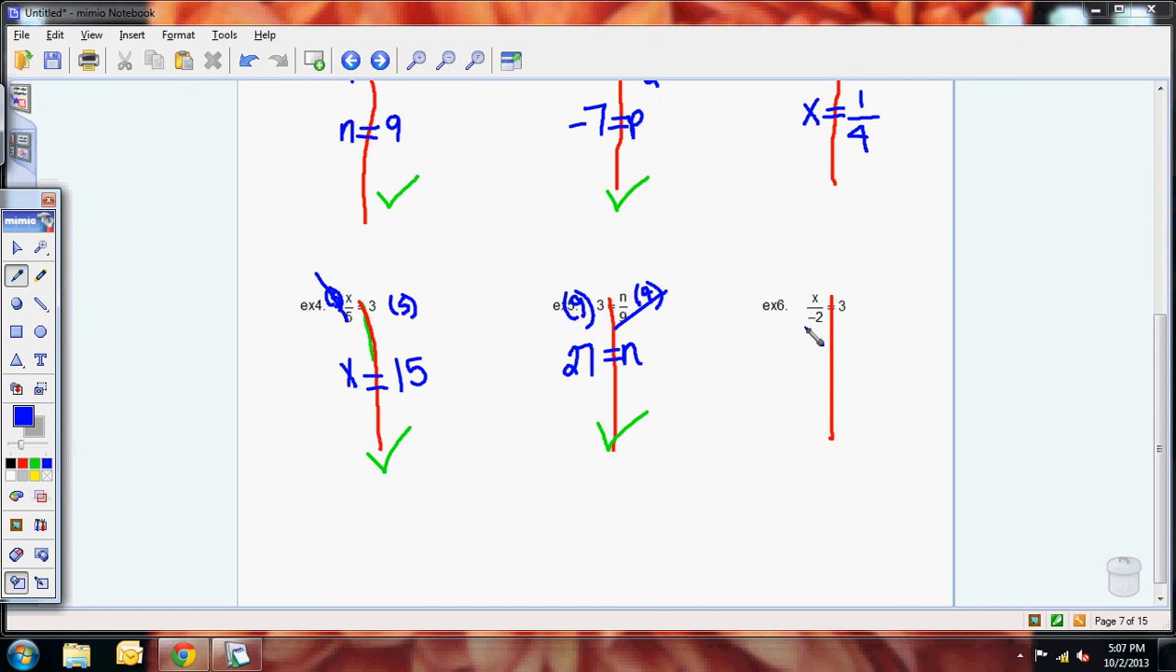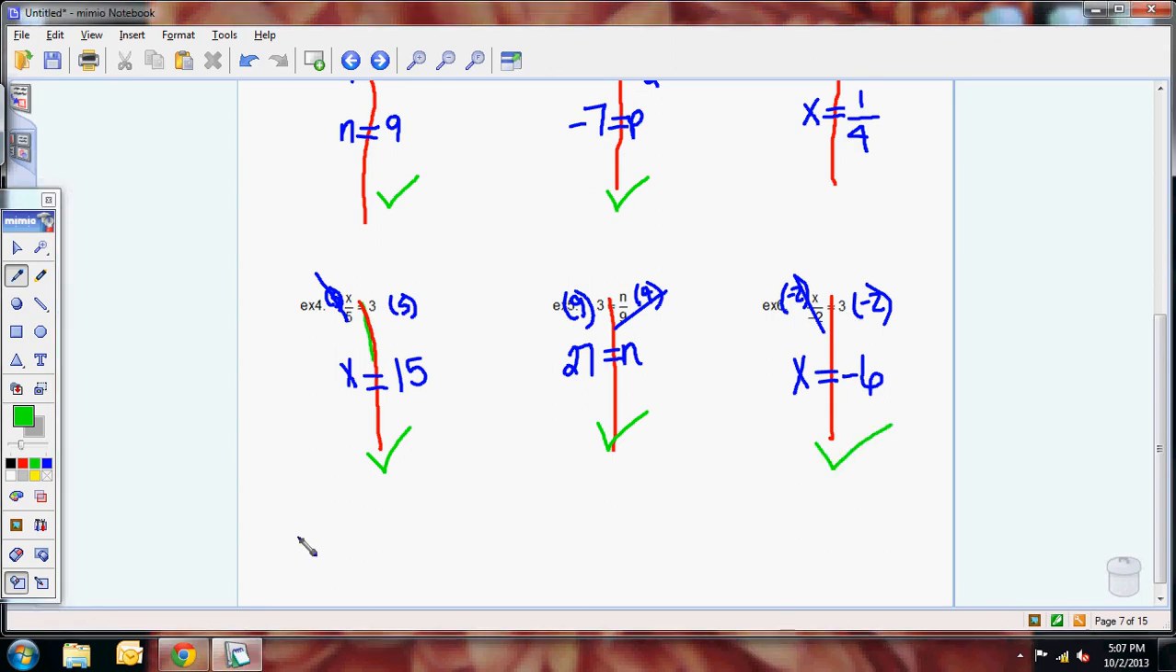And last one, we have x divided by -2. Remember, don't automatically add 2. It's being divided. So the opposite of division would be to multiply by -2. So I'm left with 1x, or x, is equal to -6. Let's check it real fast. -6 divided by -2 does give us a positive 3.